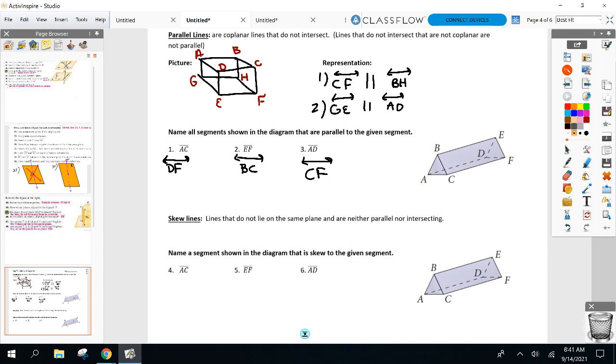Here's the key. You have to think of it in three-dimensional space. Everyone see my line right there? They're not on the same plane. Are they parallel? Will they intersect? Not in three-dimensional space, right? This is a pair of skew lines right here. They will never intersect each other in three-dimensional space. They're not on the same plane, and they are not parallel. Everyone get the concept of skew lines?